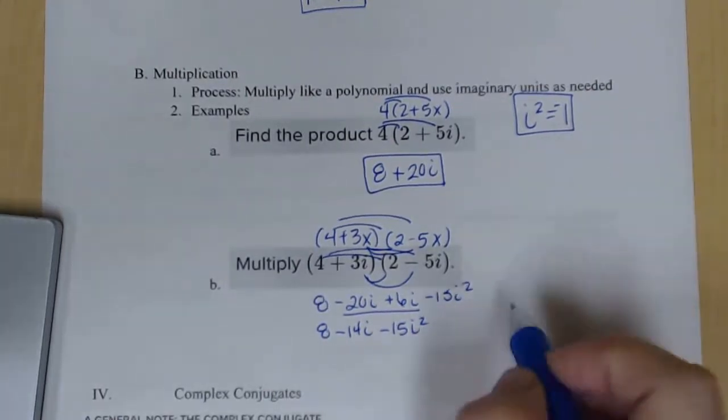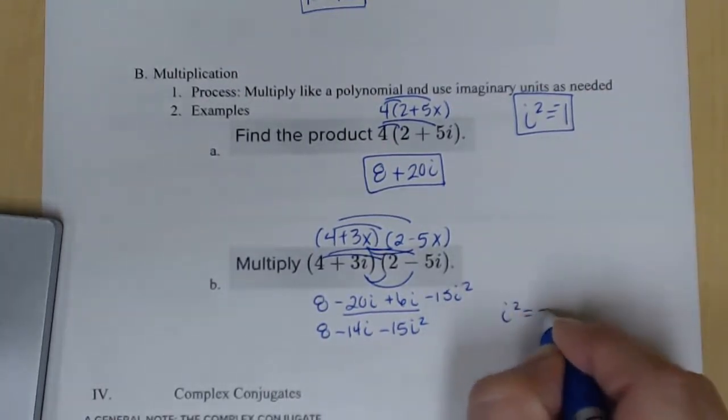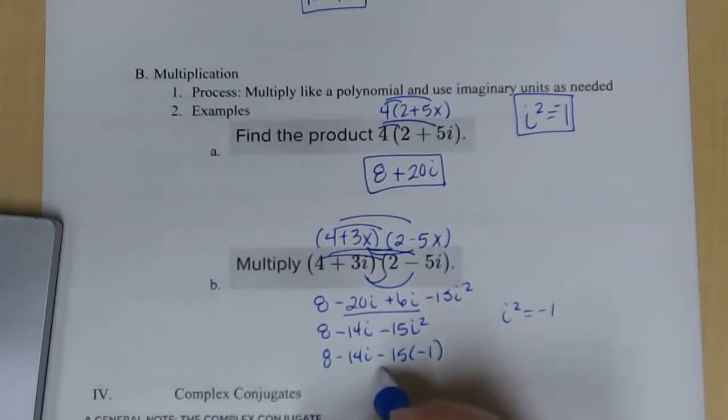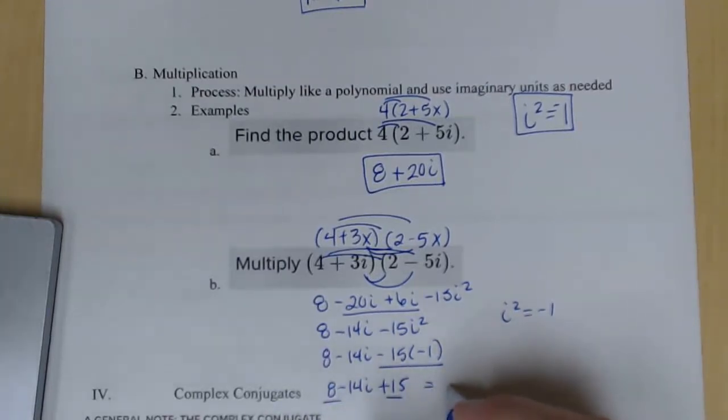We know i squared is negative 1. So plug in i squared to be negative 1 right here. 8 minus 14i minus 15 times negative 1. Combine those two together. 8 minus 14i. Negative 15 times negative 1 is positive 15. Combine like terms. 8 and 15 gives me a 23 minus 14i.